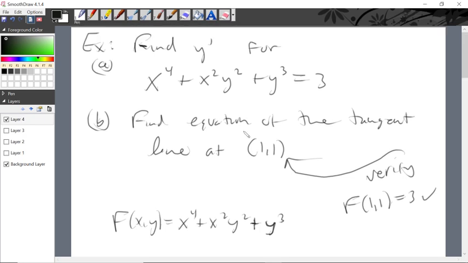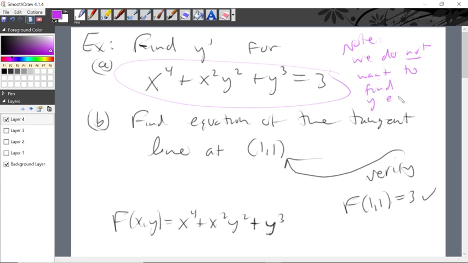Now, we want to find the equation of the tangent line, so we want to find y prime. Notice we would not want to solve this explicitly for y. If you would like to try, it's a cubic equation, and you would have to find multiple functions for y. It is a nightmare of algebra to have to solve for y. So let's just say right here, note, we do not want to go down that road.